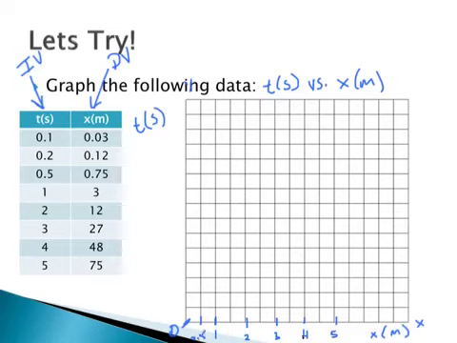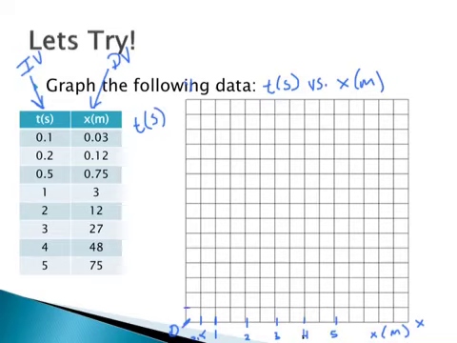Look at my data. I go from 0.03 all the way up to 75. Now you're going from a small number to a relatively big number, so this one's a little more difficult. But again, looking at your later data, you go 3, 12, 27, 48, 75. So I'm going to choose a scale of 5.